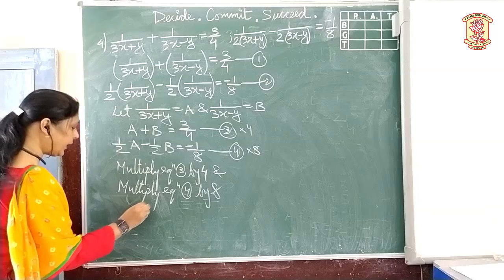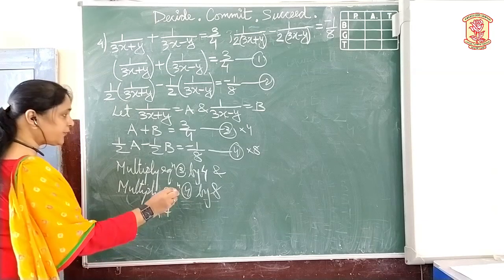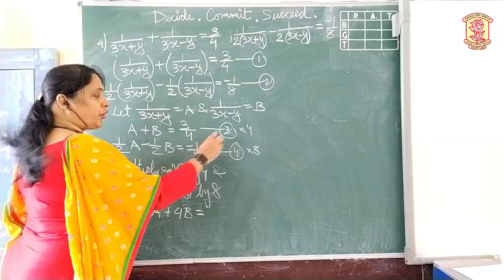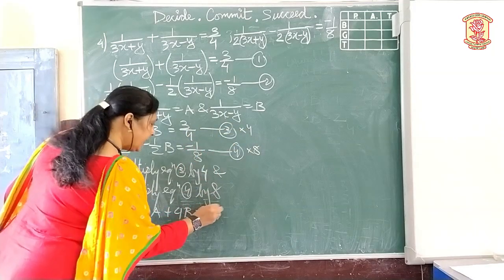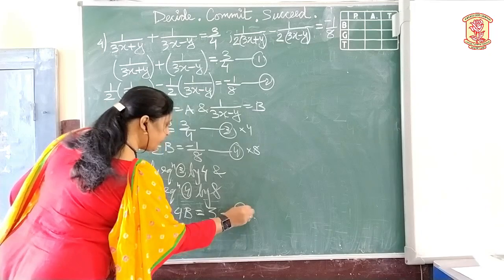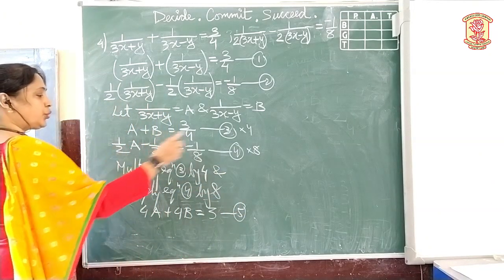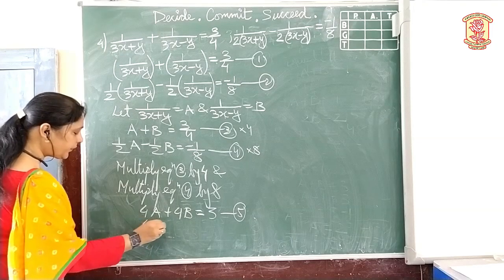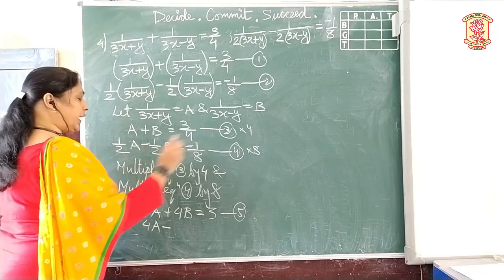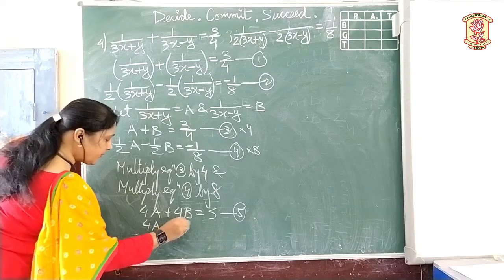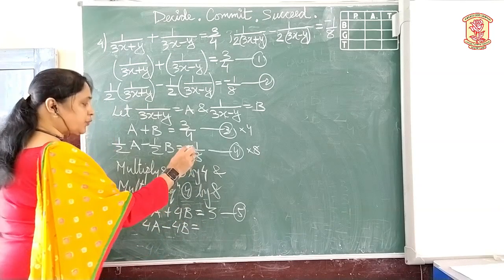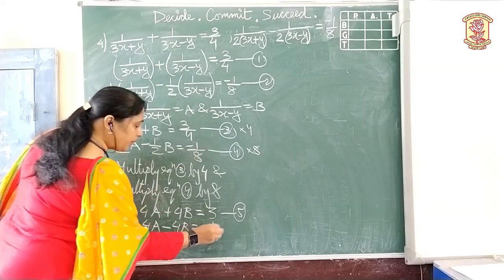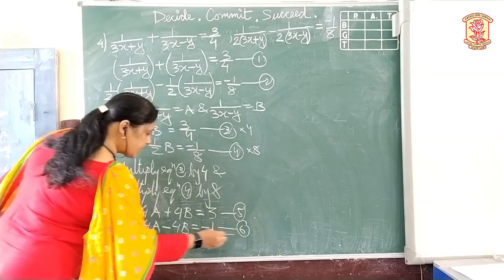So 4 into a is 4a plus 4 into b is 4b equals 3 upon 4 into 4. The 4s get cancelled, equals 3. This will be the first one. And here 1 upon 2 into 8, that is 4. So we get 4a minus 1 upon 2 into 8, that is 4, so minus 4b equals minus 1 upon 8 into 8. The 8s get cancelled and we get minus 1. So we get the sixth.